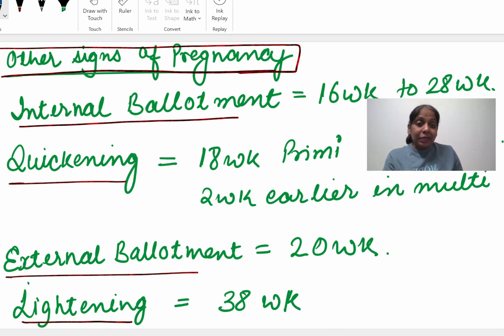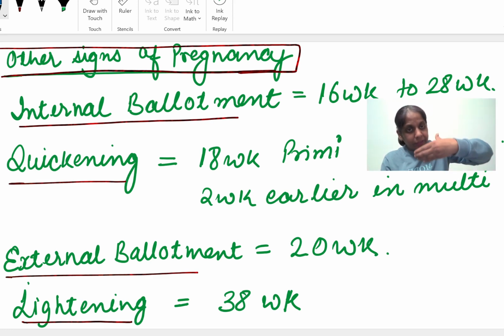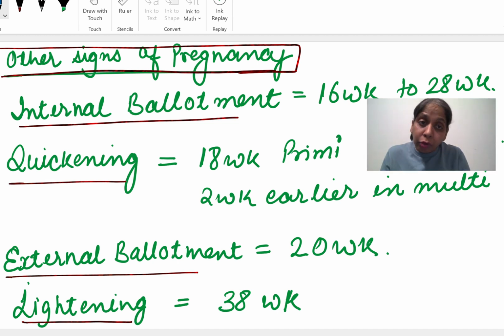External ballottement means that we can move the fetus like a ball. We can move the fetus when we are examining per abdomen. We can take the fetus this side and that side, that is, we can move the fetus as per our direction. So external ballottement is PA. And of course, as you know, superficially there are many layers: skin, fascia, muscles. So external ballottement will be 2 weeks late.